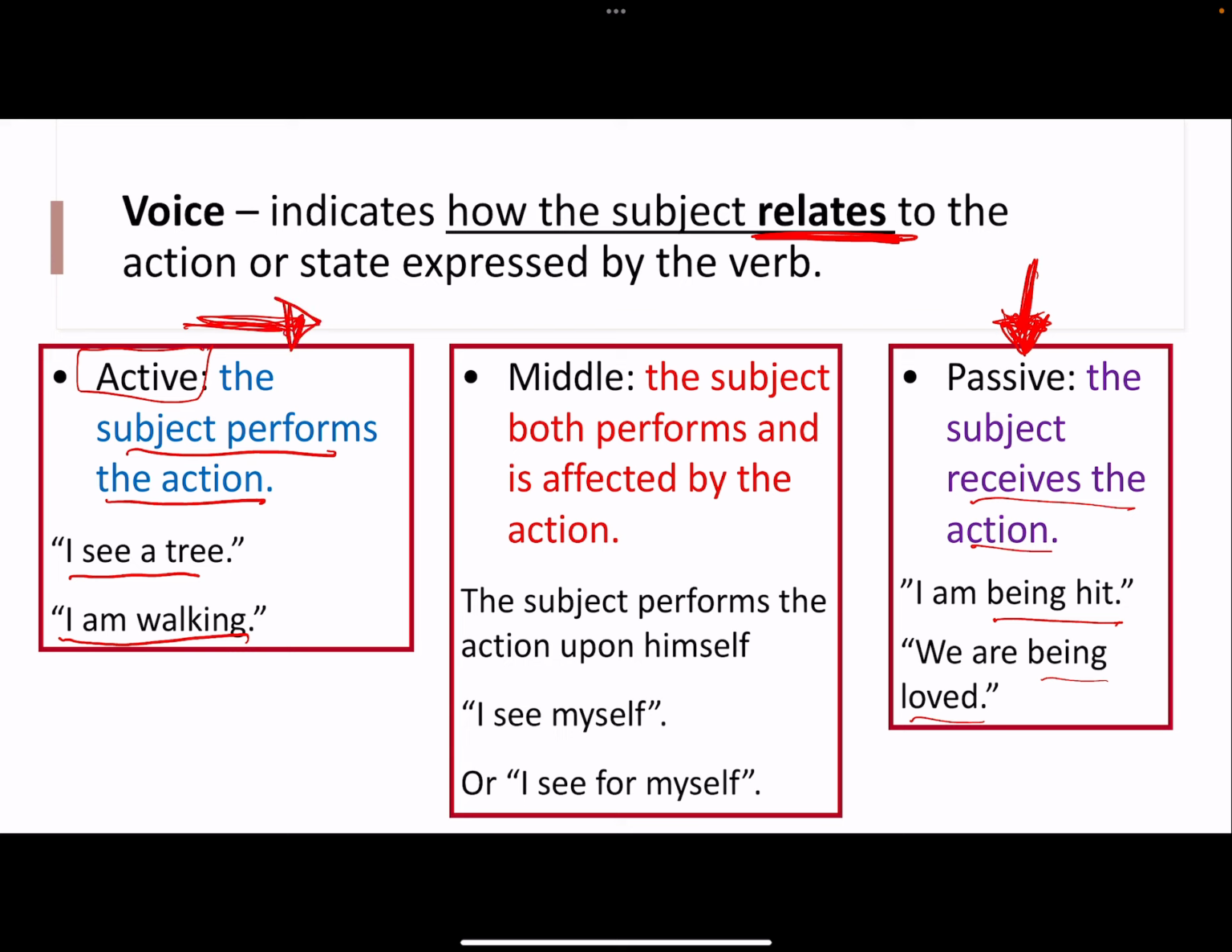There is this third voice called the middle, and this is where the subject both performs the action and is affected by the action. So there's something sort of internal about the middle. You're working your way into your own self. And so for the middle, we would say something like, I see myself. I'm doing the seeing, but what I'm seeing is myself. I see myself. Or you could say, I see for myself. It's almost like the voice of autonomy.